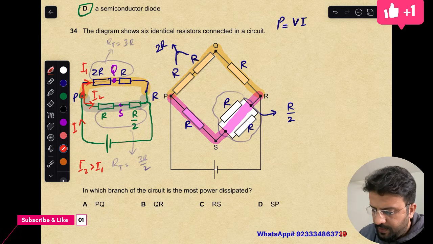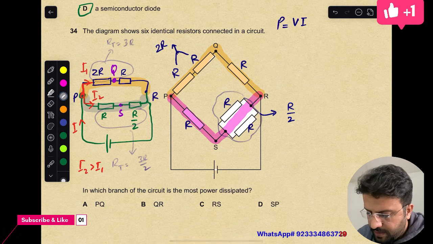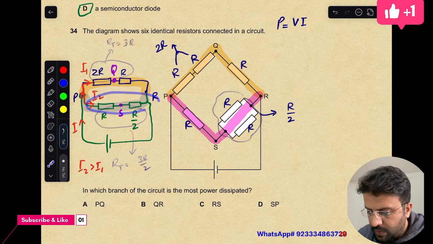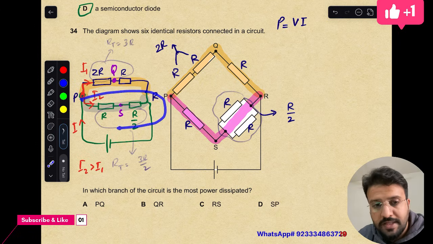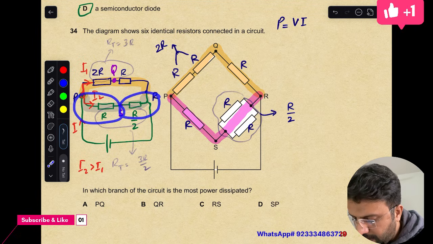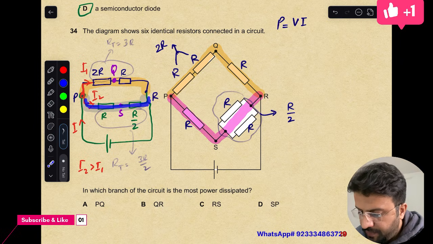So we know I2 will be greater than I1, and this whole thing has V and this whole thing has V. So we can just ignore this thing because this has less current. Let's deal with this thing. This will have more current. Now we have to choose between PS and SR. Now we have to look at which one will have more voltage. They both are in series.